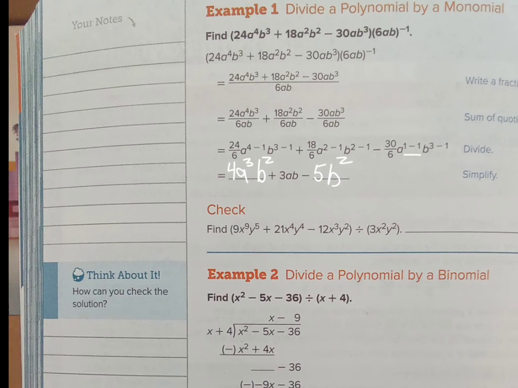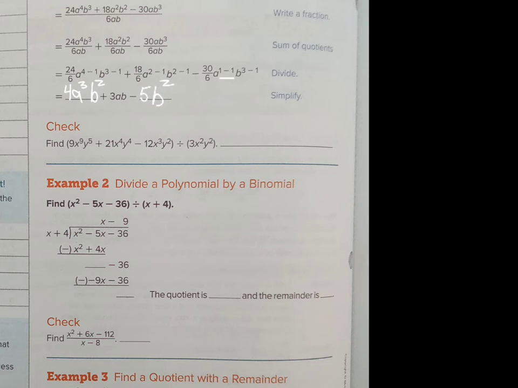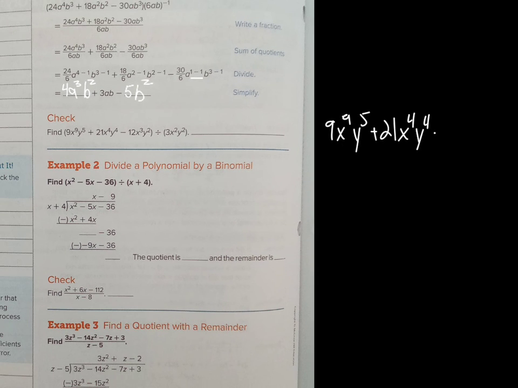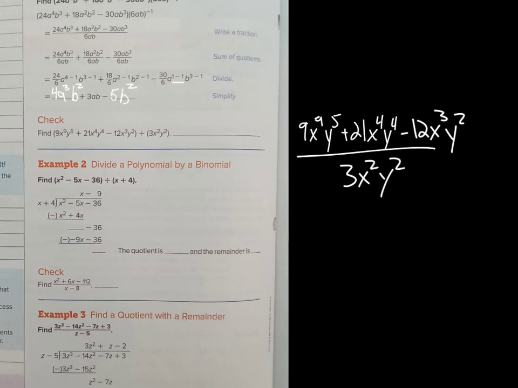All right, so let's take a look at the check. I'm going to set this up the way you really want to look at it. So it's going to be 9x to the 9th y to the fifth plus 21x to the fourth y to the fourth minus 12x cubed y squared all over 3x squared y squared. Okay, so ideally you try this on your own if you want to pause the video, good. But I'm going to just keep rolling here.